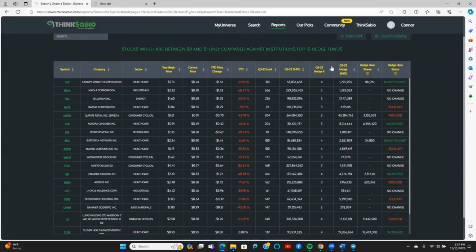And then from here, you get the same for hedge funds. How many of the top 10 hedge funds are investing in a stock and how many shares they own. These last 2 columns I wanted to get into a little bit. The Hedge Hero shares. These are in reference to Renaissance Technologies.